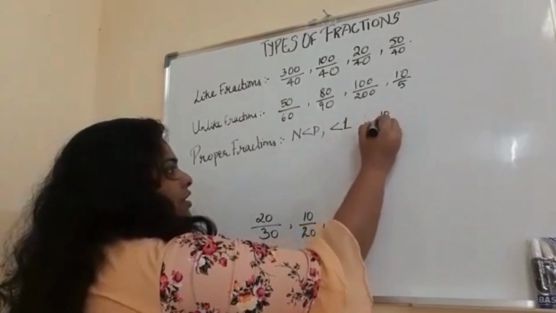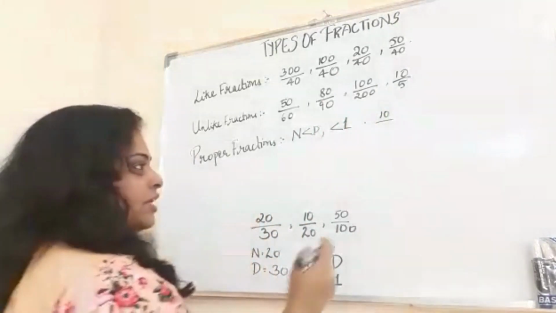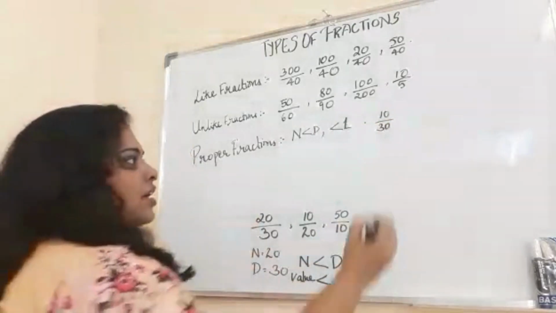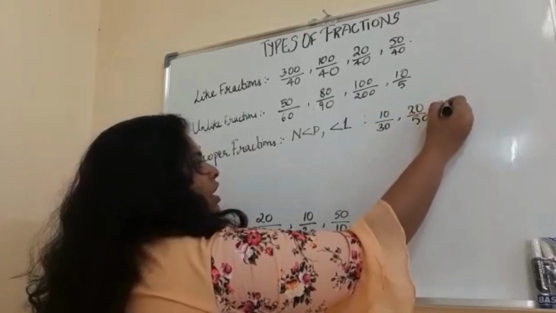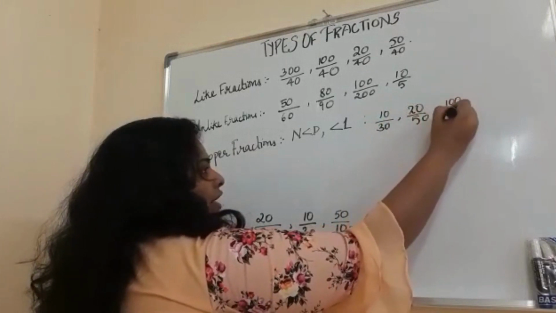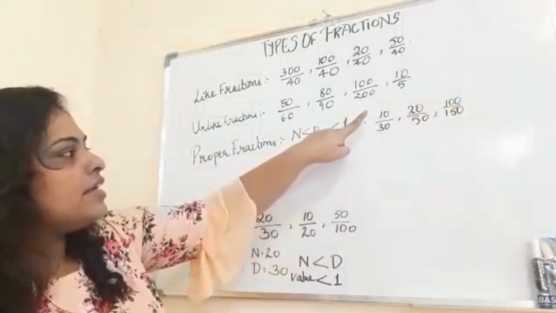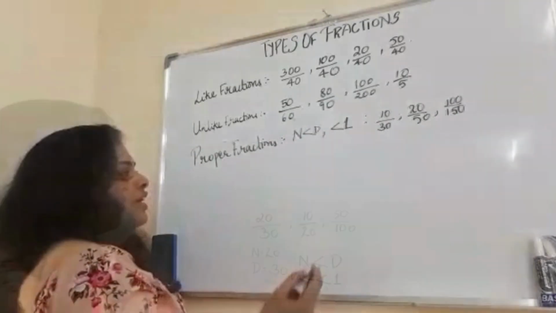Example, the numerator value should be lesser compared to the denominator value. Then I'll put 10 by 30. I can put 20 by 50, 100 by 150, and so on. In all such cases, you find the numerator value is lesser than the denominator. What if I reverse it?